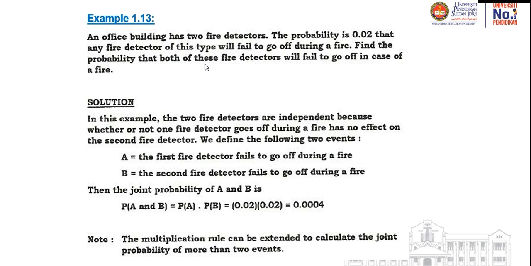That's why P(B), the second fire detector, is independent from the first fire detector A. That's why we have P(B) as well 0.02, and also P(A) 0.02, and you have P(A and B) equal to 0.02 times 0.02, which is 0.0004. Okay, so here we use the multiplication rule but with the independent event.